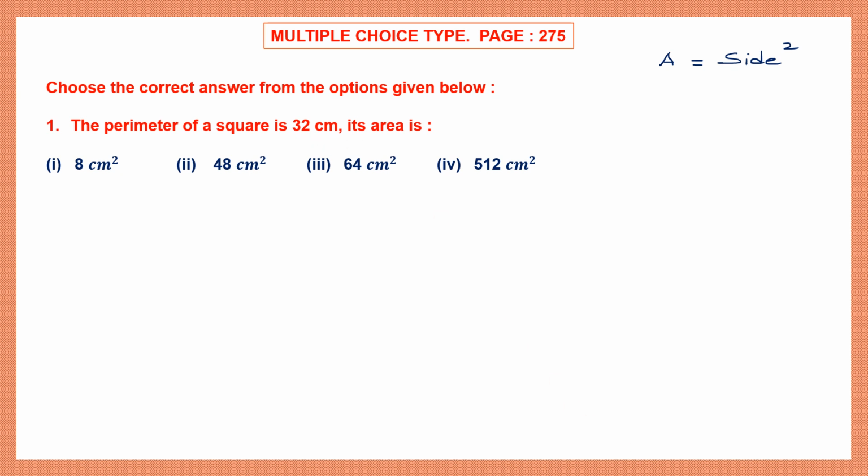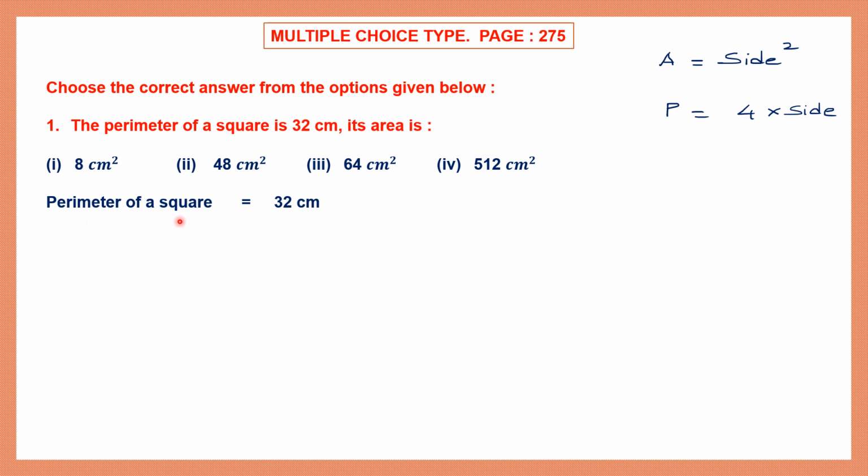Now what is the formula for perimeter of the square? The formula for perimeter is 4 into side. Now with the help of this perimeter that is given to us, we can find the value of the side, and once we get the value of the side, we can find the area of the square. So let's begin by saying perimeter of the square given to us is 32 centimeters.